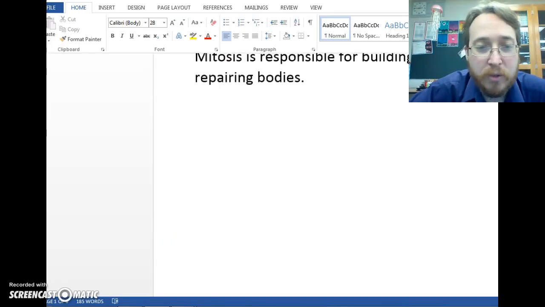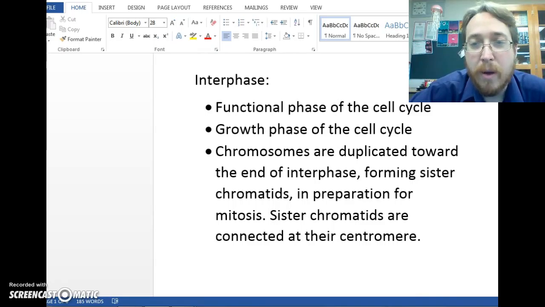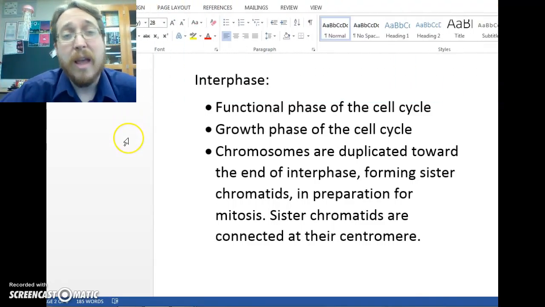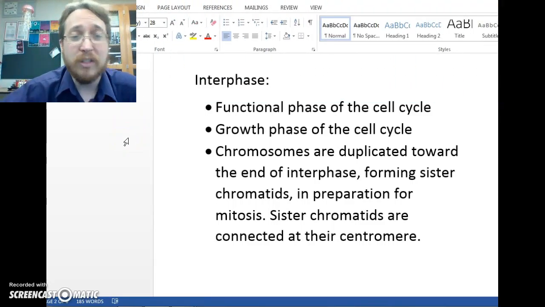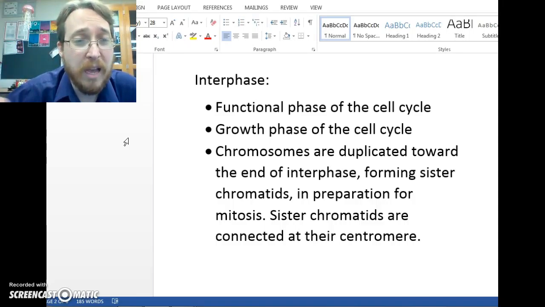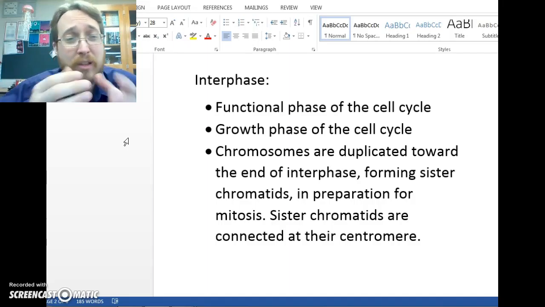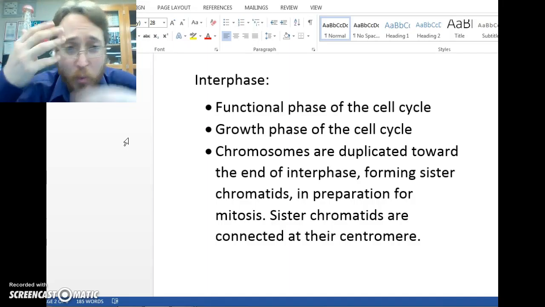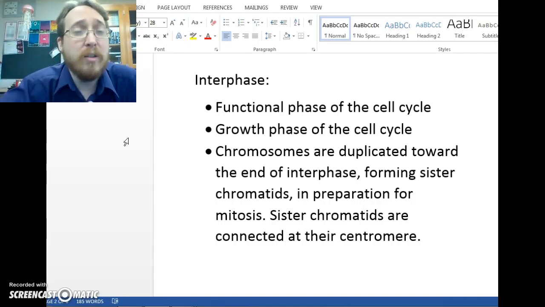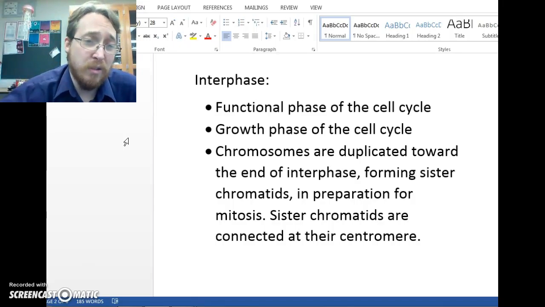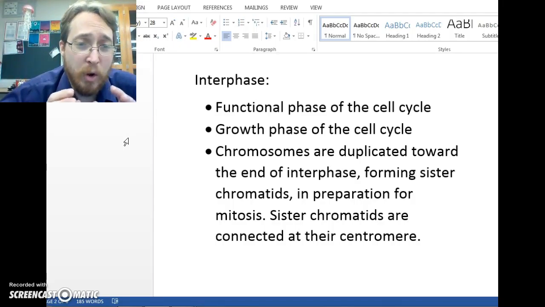Now, let's look at the first phase of mitosis. This is actually not the first phase of mitosis. Interphase precedes mitosis. It's actually sort of the functional phase of the cell. This is when the cell is able to do its job, which is making the proteins it needs to function in whatever type of cell it is. It's also the growth phase of the cell, where the cells take in material and grow and get fat.